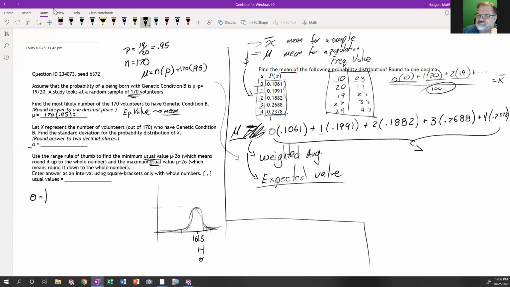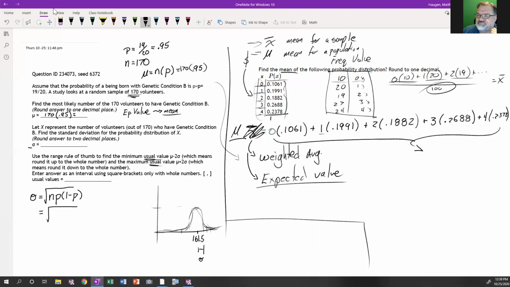Okay, it still has a square root in it. But instead of being that kind of big, icky formula, it is simply the square root of n times the probability of success times the probability of failure. That value is our standard deviation.